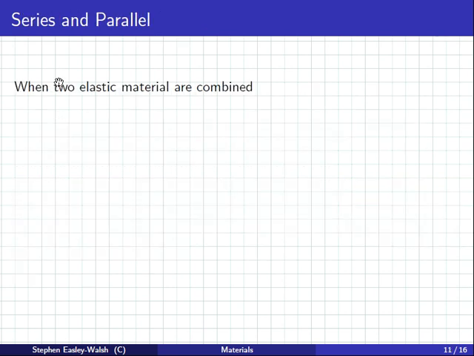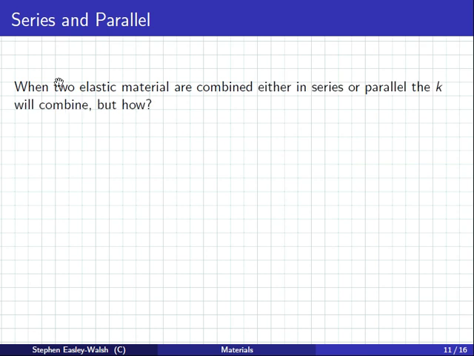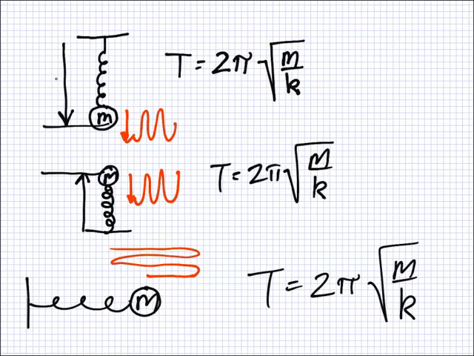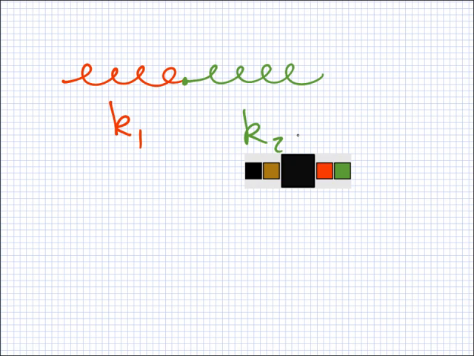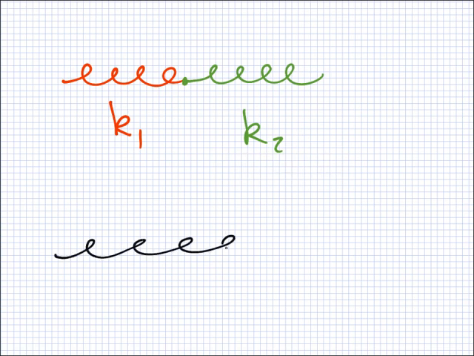Okay. Now, what about when two elastic materials are combined, either in series or parallel? How does the K combine? So, for example, imagine you have a spring. We'll call it K1, and you stick on the end of it another spring, and you call it K2. So basically what you've done is you've made one large spring. But what is the K for this spring?